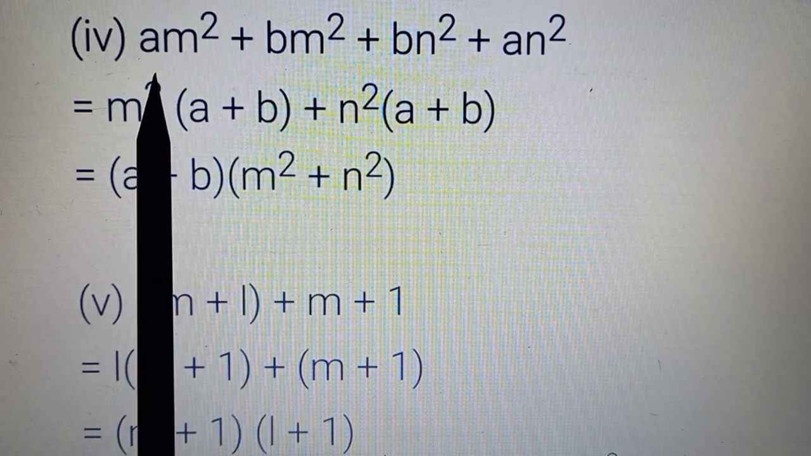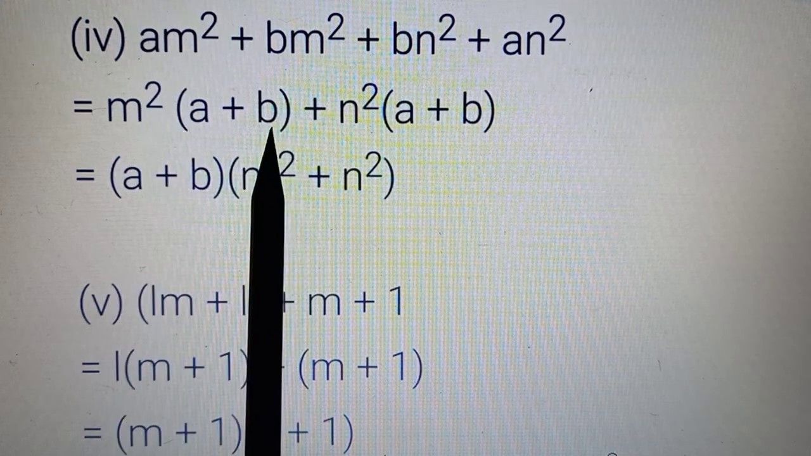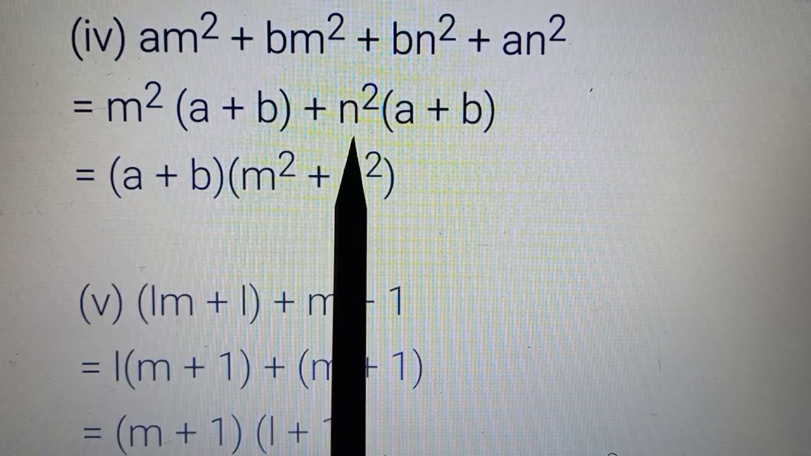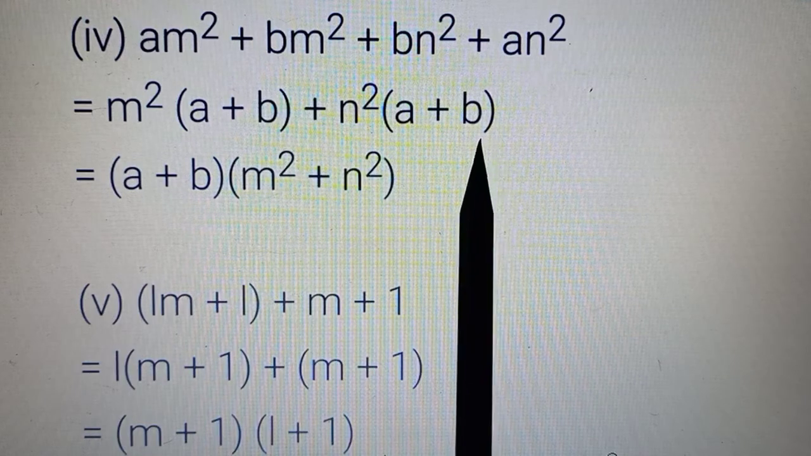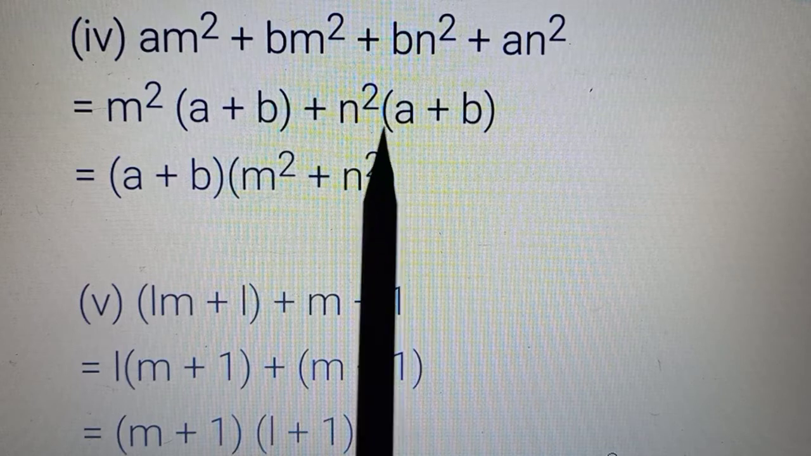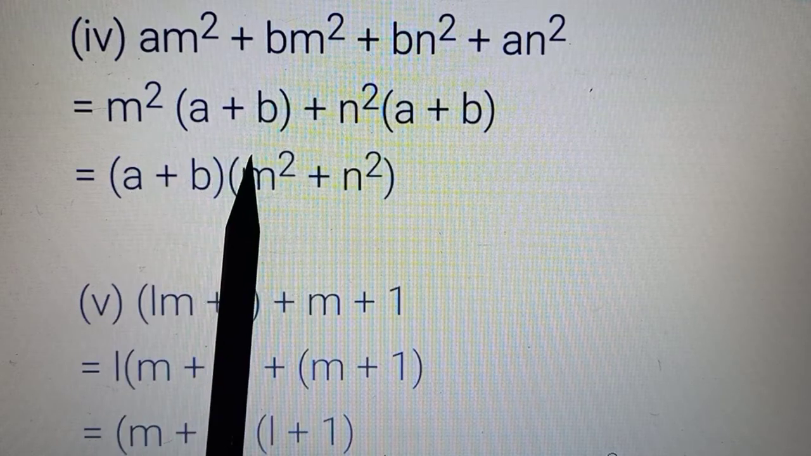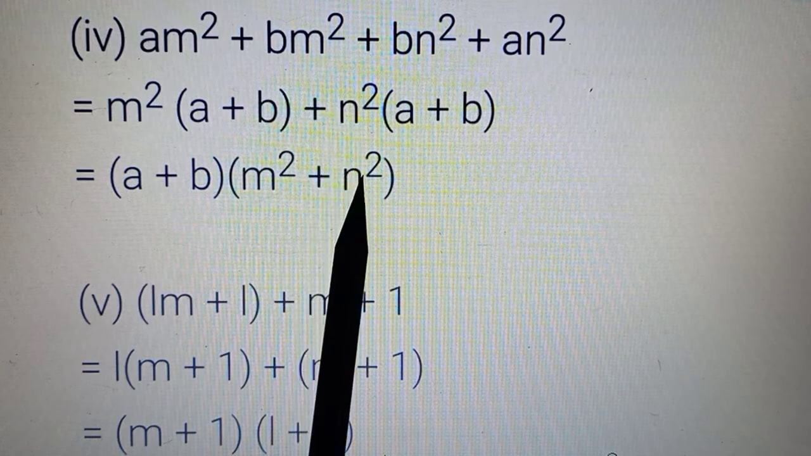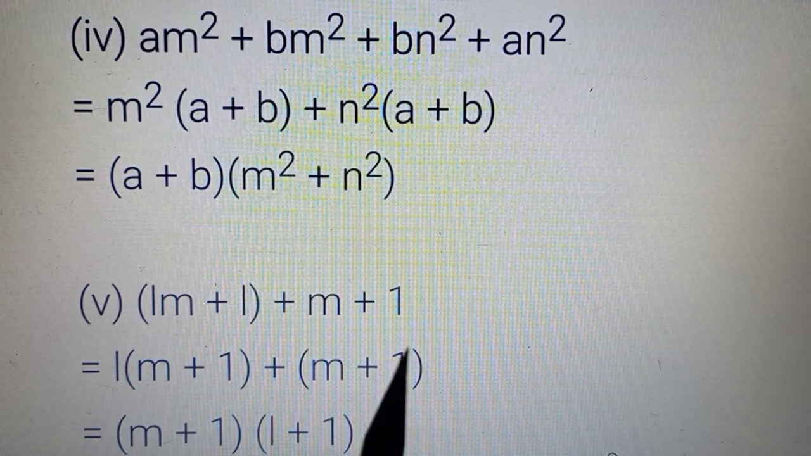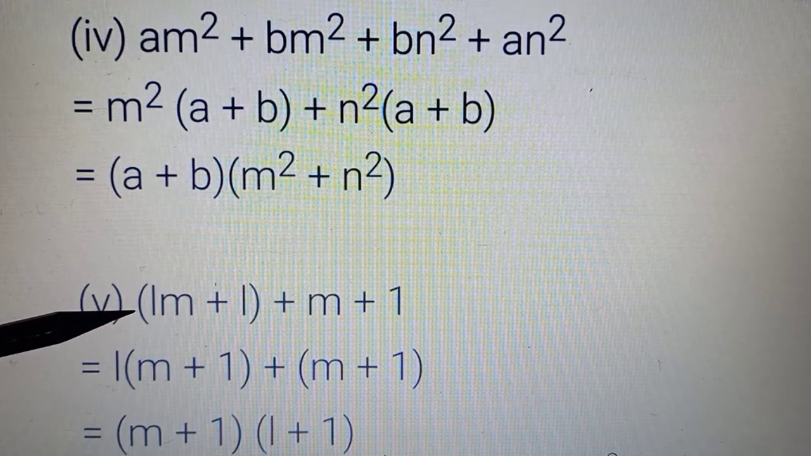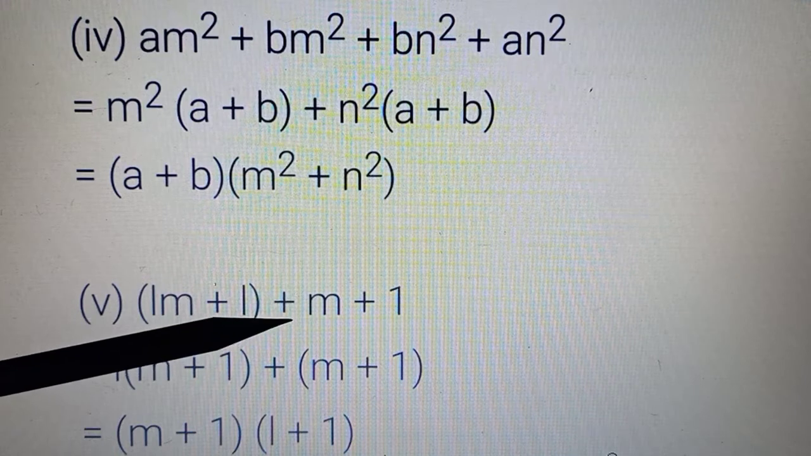Now here, these were four terms earlier, from four now two terms have become. This will be treated as first term. This whole will be treated as second term. And from both the terms you can say a plus b is here also. So you will take that common. So here you are left with m square. Here you are left with n square. That way. Okay.